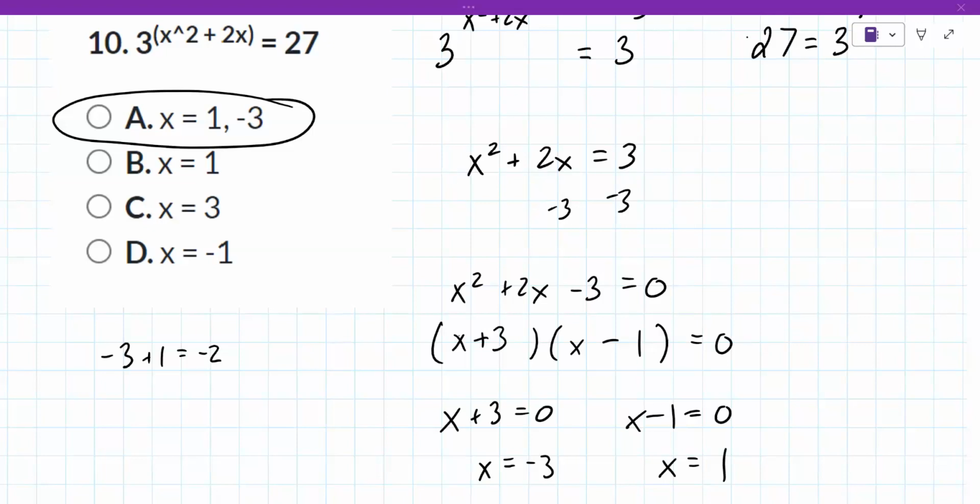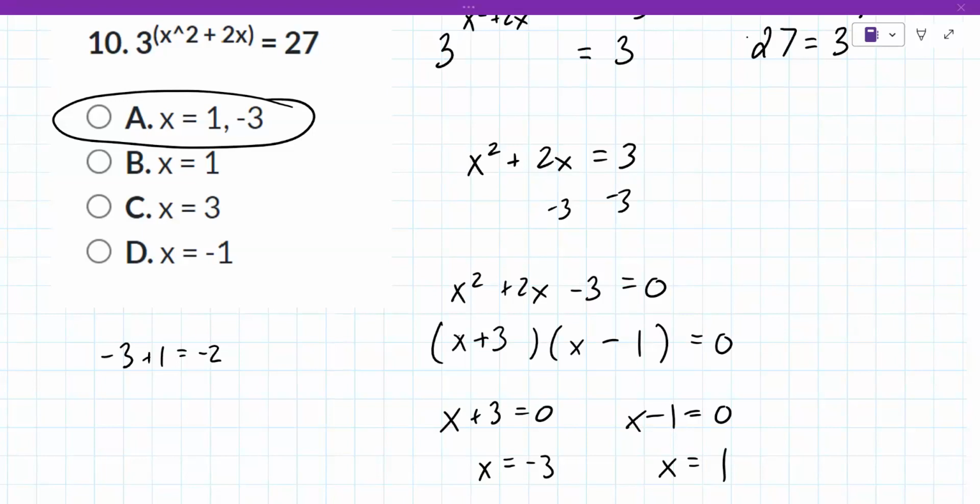So this is the first problem where we got two answers, basically. Like, in a while, yes. Okay, 11 is very interesting.